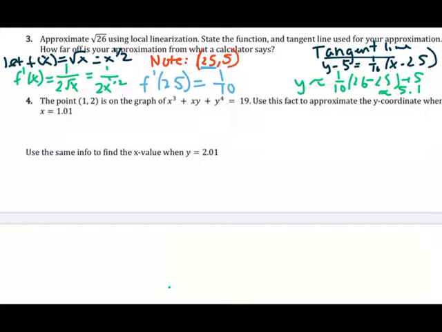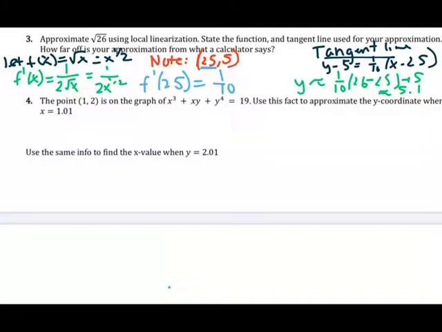That doesn't mean that if we were looking at the square root of 30 that this would not be a good approximation. And actually, we would kind of be debating between if we wanted to use 36 or 25 as the x value in that case. So just some things to keep in mind.